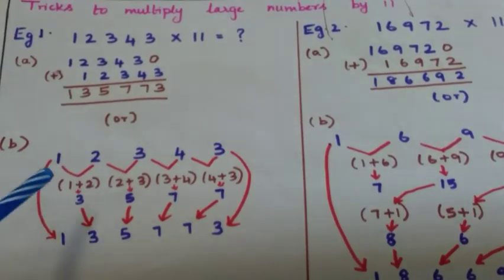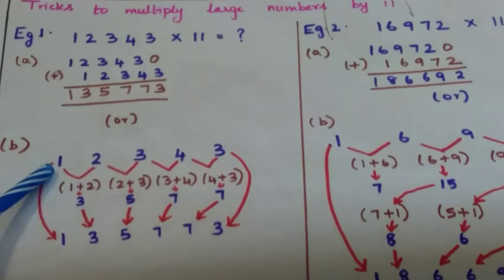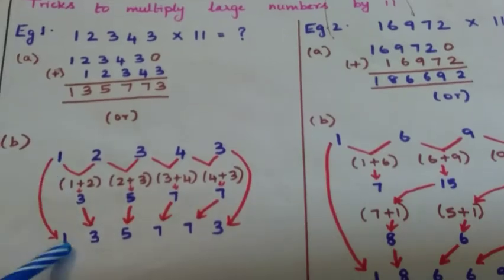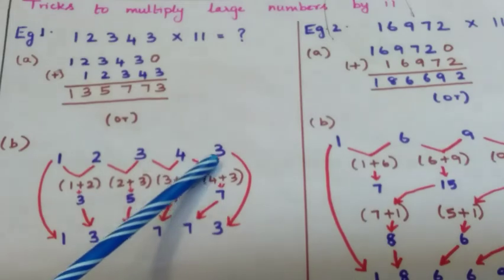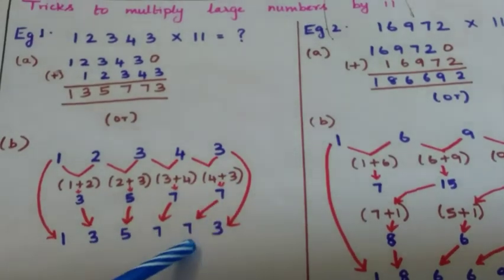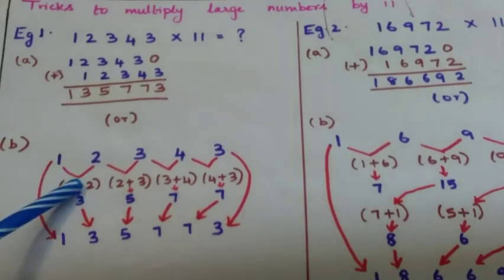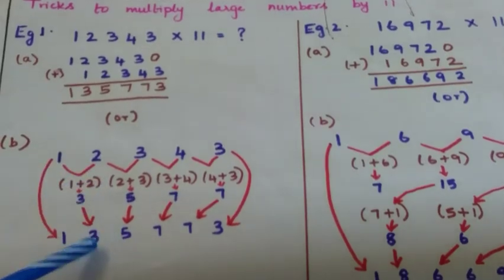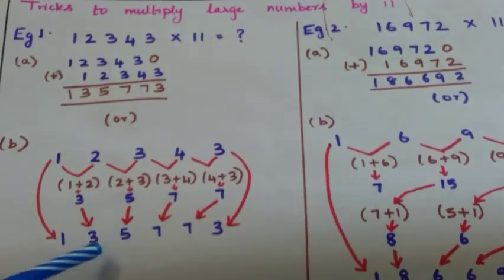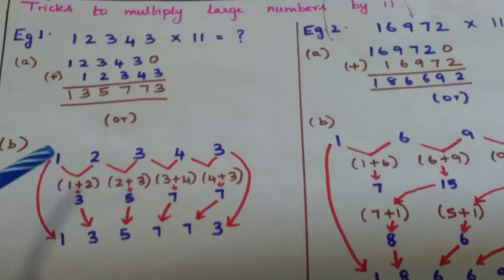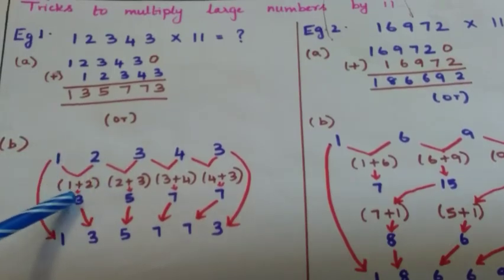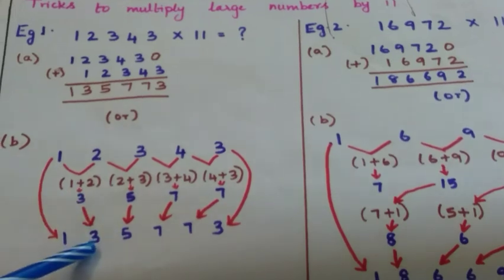So you need to write the first digit of 12,343, which is 1, as it is, and the last digit, which is 3, as it is. Leave some space in between. Now you need to add the adjacent digits to obtain the digits that have to come in between 1 and 3. So first you need to add 1 and 2. What is 1 plus 2? It is 3. So you need to write down 3 here.